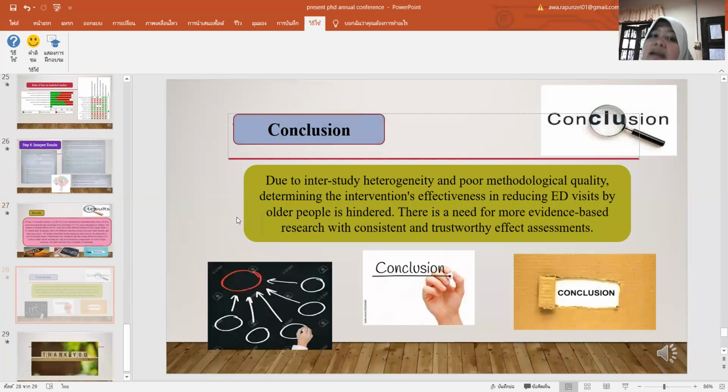The conclusion of this study: due to inter-study heterogeneity and poor methodological quality, determining the intervention's effectiveness in reducing ED visits by older people is hindered. There is a need for more evidence-based research with consistent and trustworthy effect assessment in the future.